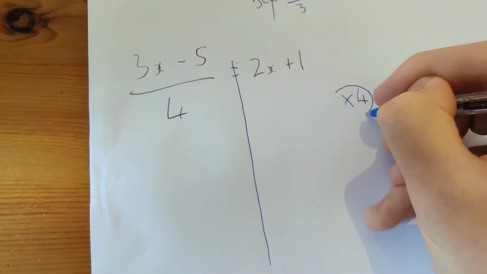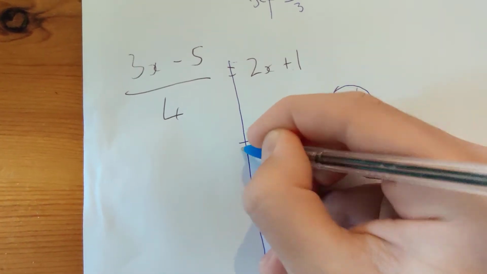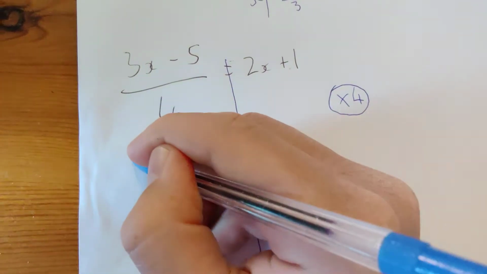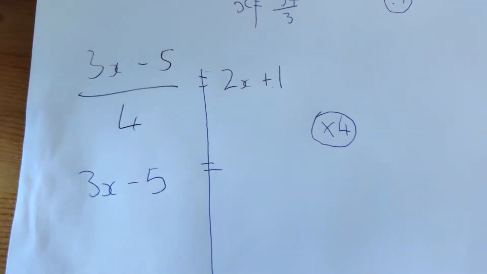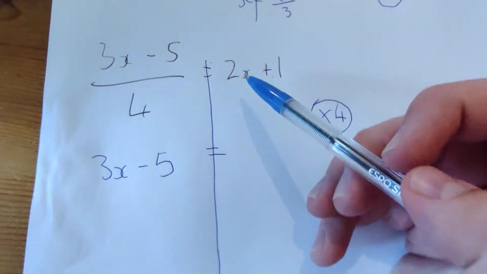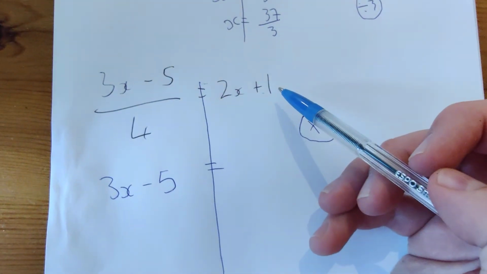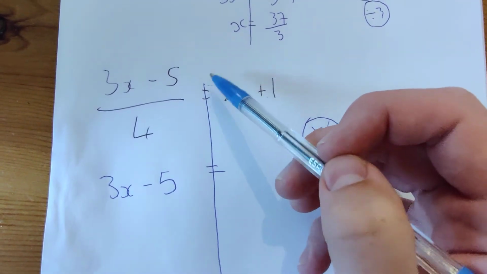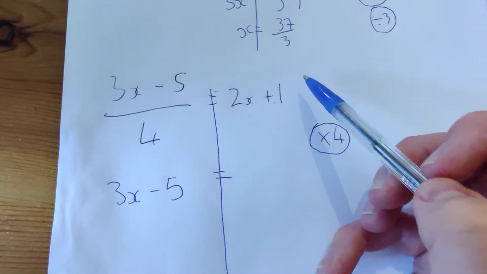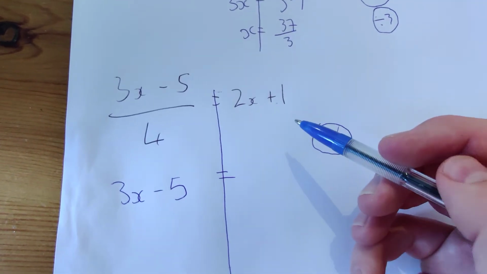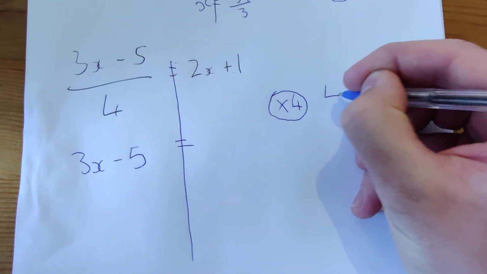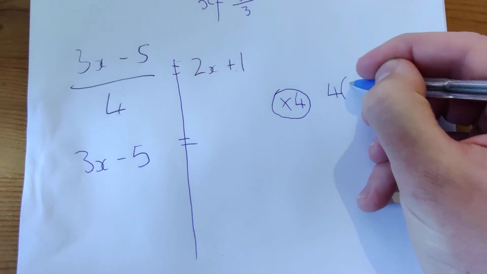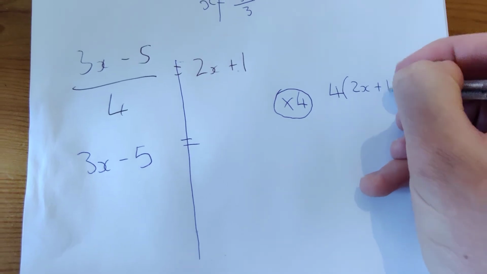Because if I multiply by 4, that's going to cancel out my 4 on the bottom here and leave me with just 3x minus 5. Now I have to also multiply this side by 4. And I have to multiply this whole thing by 4. There's a couple of different ways I can do that. One way you might like to do that is just to say 4 lots of 2x plus 1.